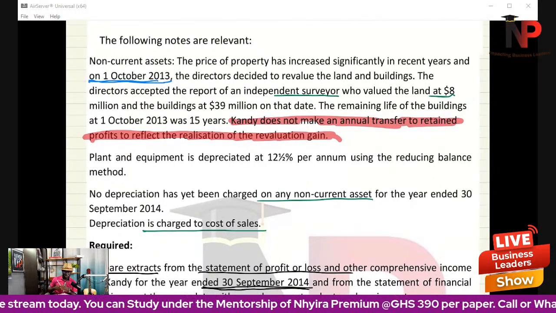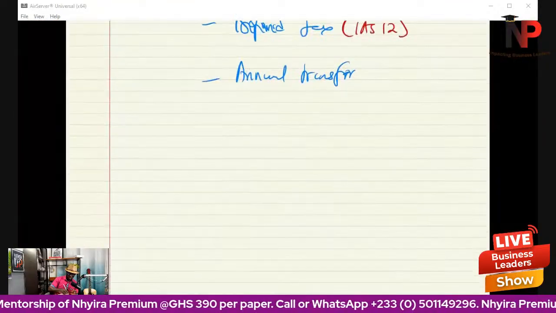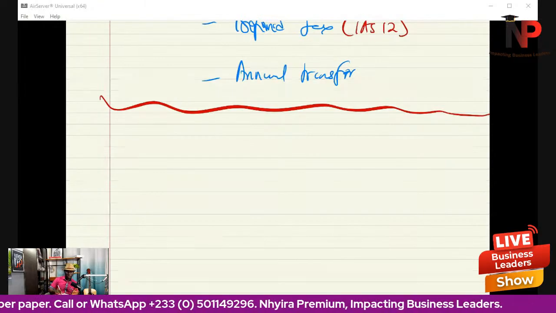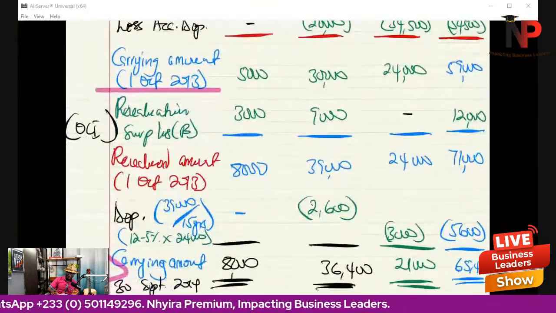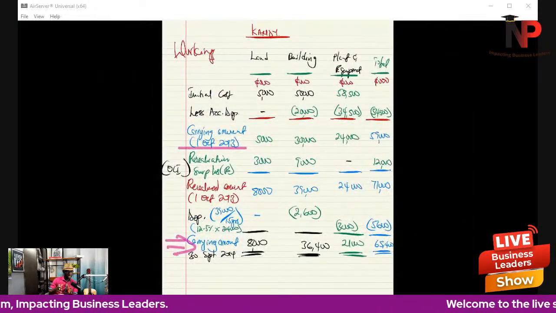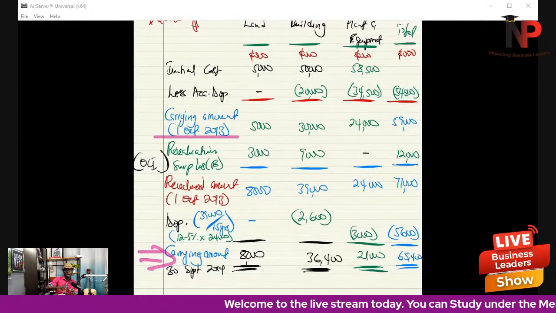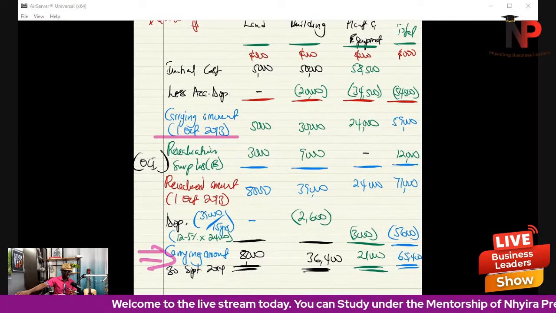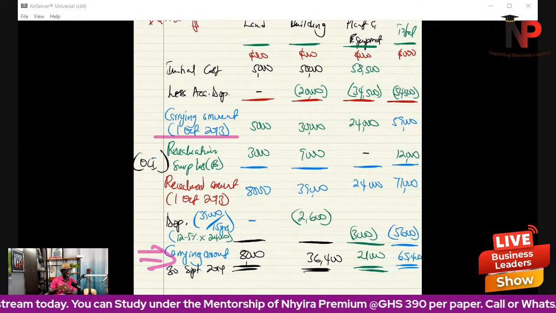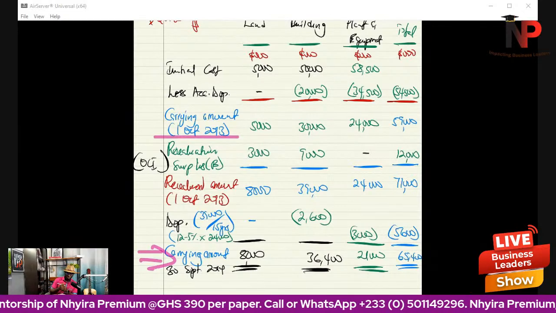So let me present to you how the workings would have been, assuming they were making a transfer. Remember, our revaluation surplus relates to the building, because the building is a depreciable asset. So even though the entire revaluation surplus is 12,000, our transfer will not be on the 12,000, because the transfer is to compensate shareholders for their depreciation.